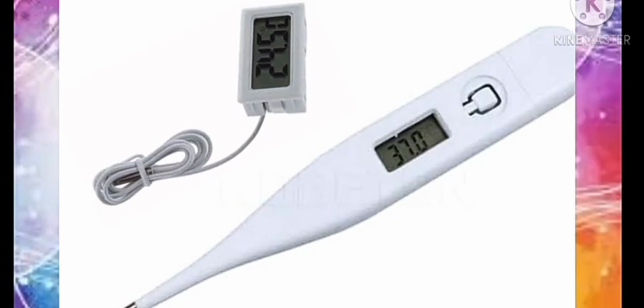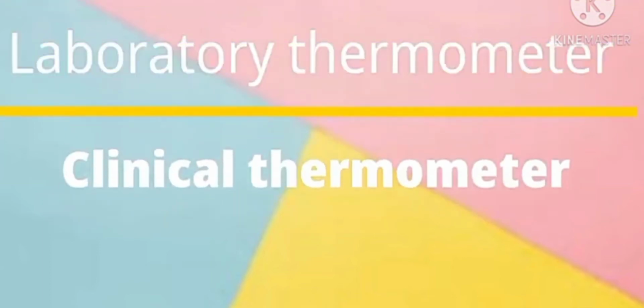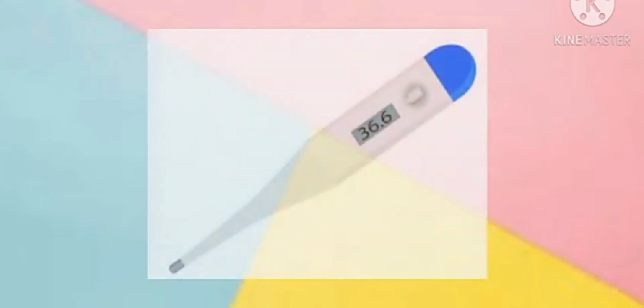Beta, basically thermometers are divided into two categories. One is laboratory thermometer used in laboratories, and other is for checking body temperature, that is called the doctor's thermometer or clinical thermometer. Clear? As I told you earlier, the mercury thermometer and the digital thermometer are used in clinics.